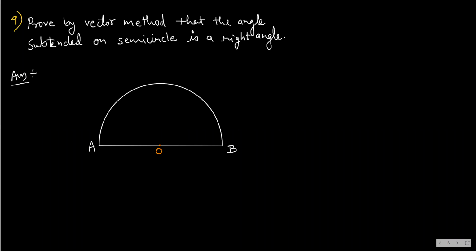What I have to prove? I have to prove that angle subtended on semicircle is a right angle. So see, this is the angle subtended on semicircle. That is angle subtended by the diameter on any point on the circle. So I will call this point as C, which is on the circle. I have to prove that this angle is a 90-degree angle.